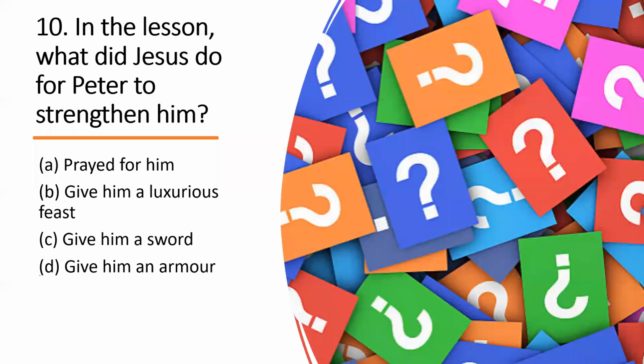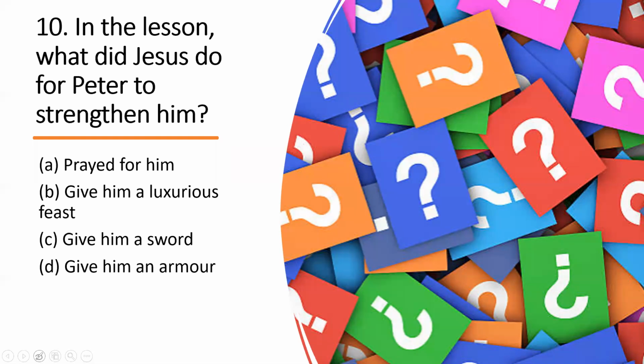Number 10. In the lesson, what did Jesus do for Peter to strengthen him? Is it A, prayed for him, B, give him a luxurious feast, C, give him a sword, or D, give him an armor?